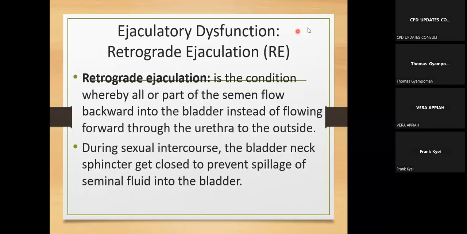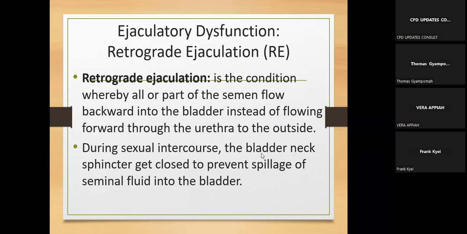Now, if you move to the next slide, then we are going to talk about the retrograde ejaculation. And then we said that retro means backwards. Retrospective study. If you're doing a retrospective study, then the work has been done already. You are now going to look at it, a review of it. So retro, backwards. Now retrograde, backward movement. And so this is how it happens.